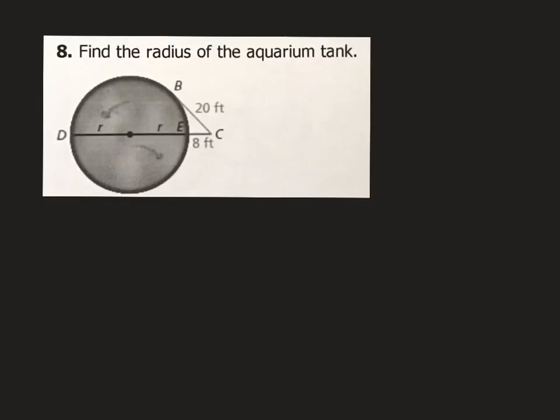All right, so last one, number 8, we want to find the radius of an aquarium tank. So we have an aquarium in our picture. We have a tangent of 20. We have an outer secant of 8, and then a diameter, which is broken down into 2 radii, so r and r. So we're going to do 20 squared equals 8 times this whole secant added together. So r plus r plus 8, or 2r plus 8.